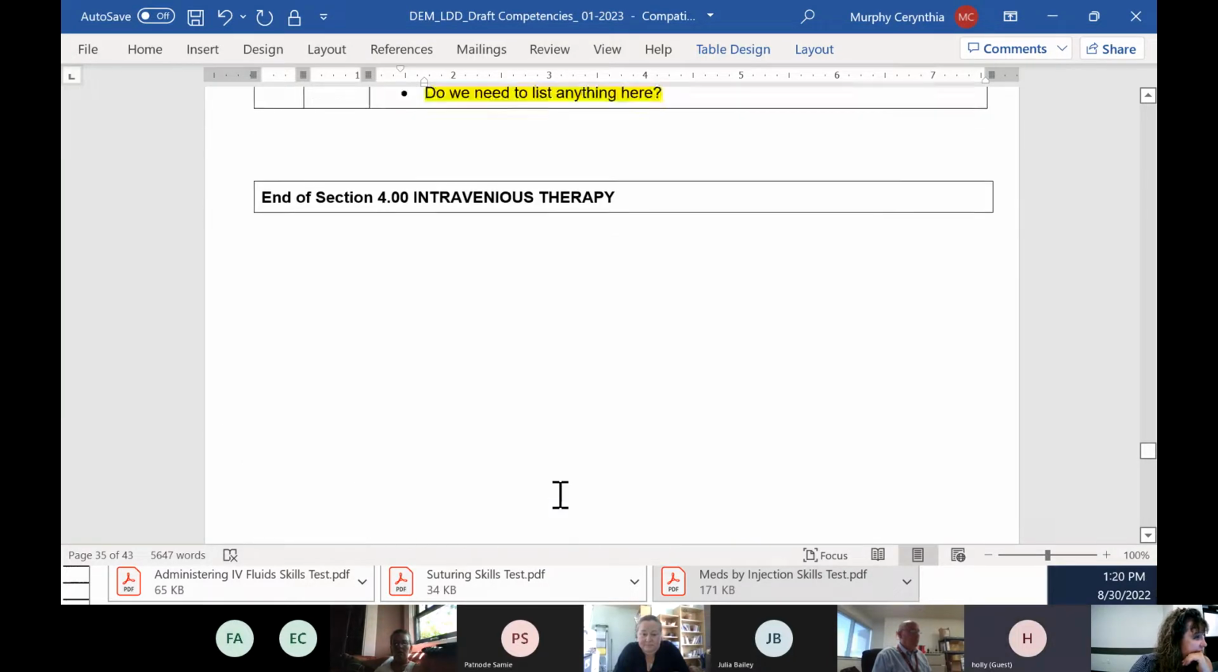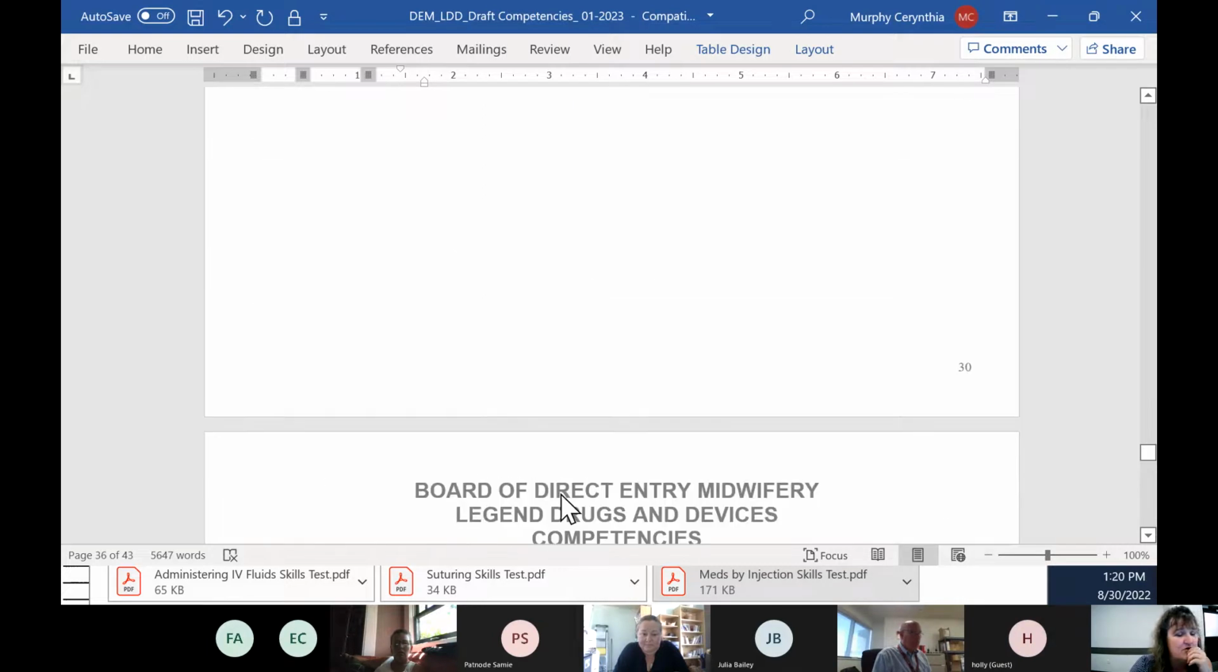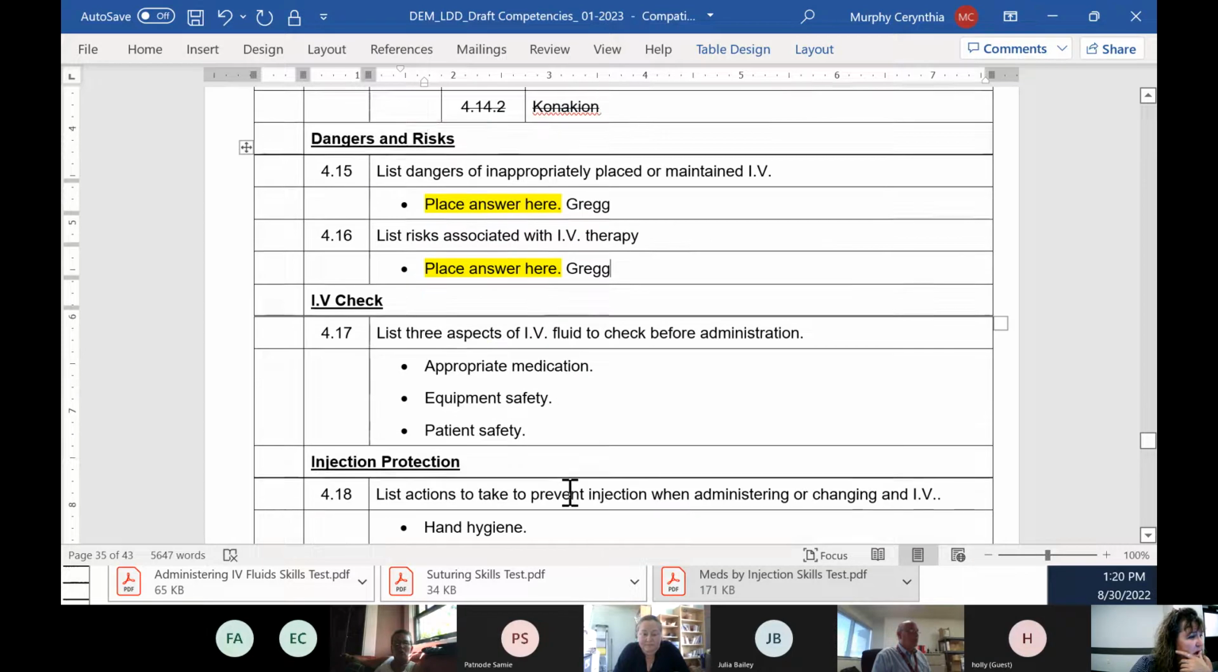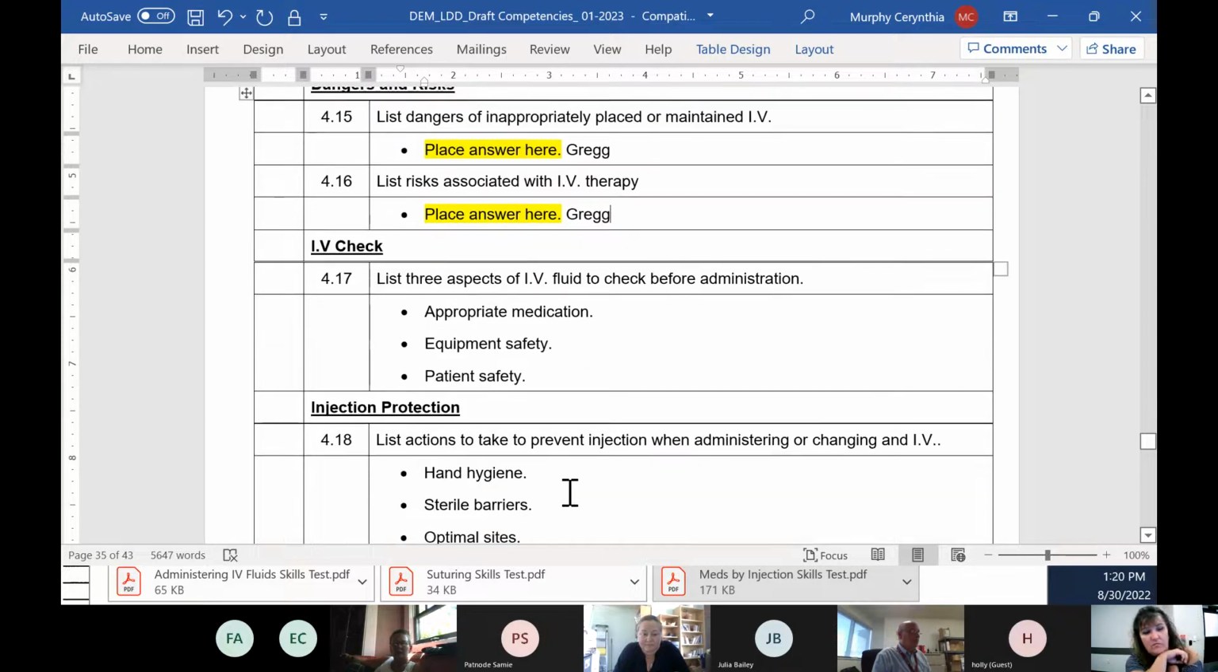Hold on, back up. No, we have suturing to go through. Okay. So we have till 2. So do you trust us, Colleen, if you can review it when you get a minute?